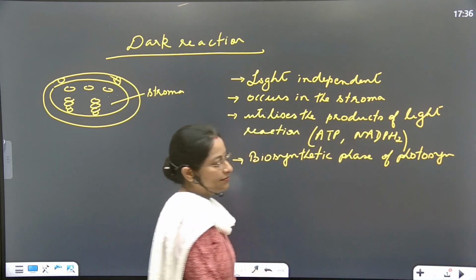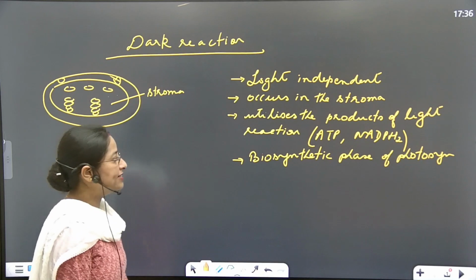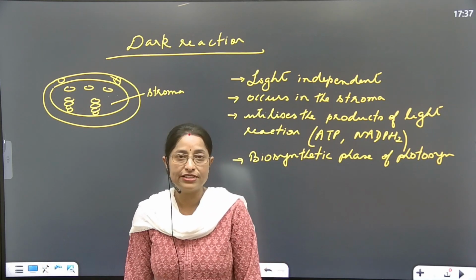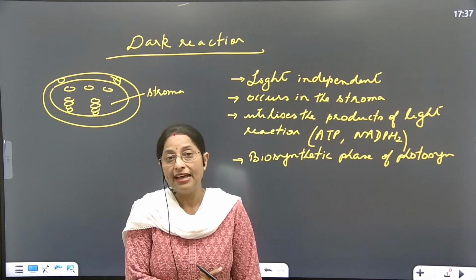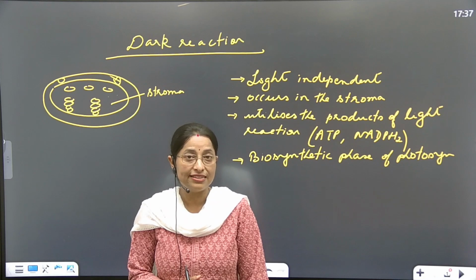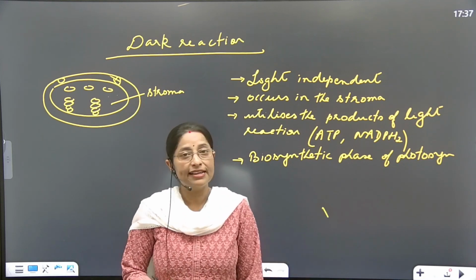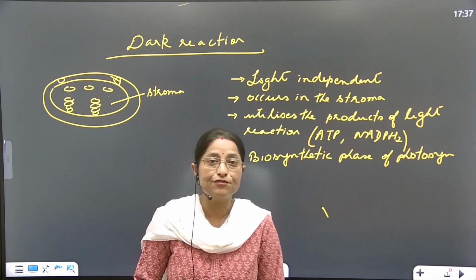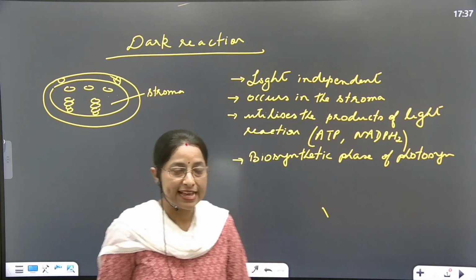Next, this reaction is also called the biosynthetic phase, right? So photochemical phase and biosynthetic phase are the two related terms. The light reaction is called the photochemical phase, and dark reaction is called the biosynthetic phase. And why are we using the word biosynthetic? Obviously because during this phase, the food in the form of glucose is being synthesized, right?